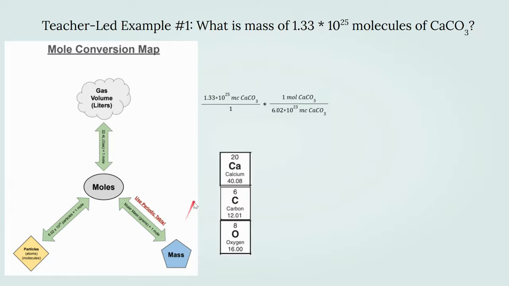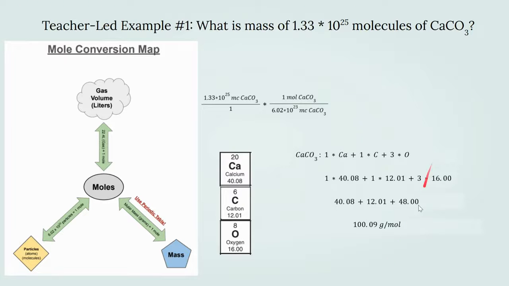I've pulled the entries from the periodic table for calcium, carbon, and oxygen. This compound has 1 calcium atom, 1 carbon atom, and 3 oxygen atoms. I'll plug in the masses from the periodic table, multiply each element, and then add them up. And that number I get tells us the molar mass, which is our mass to mole relationship.